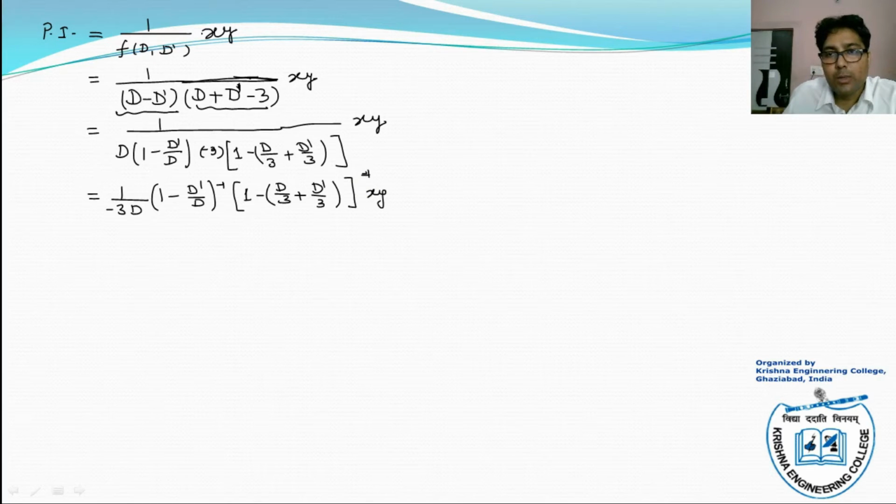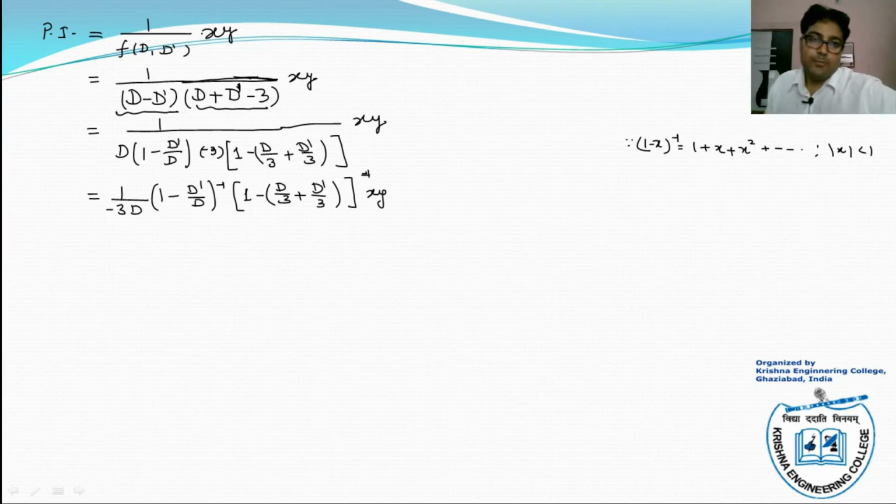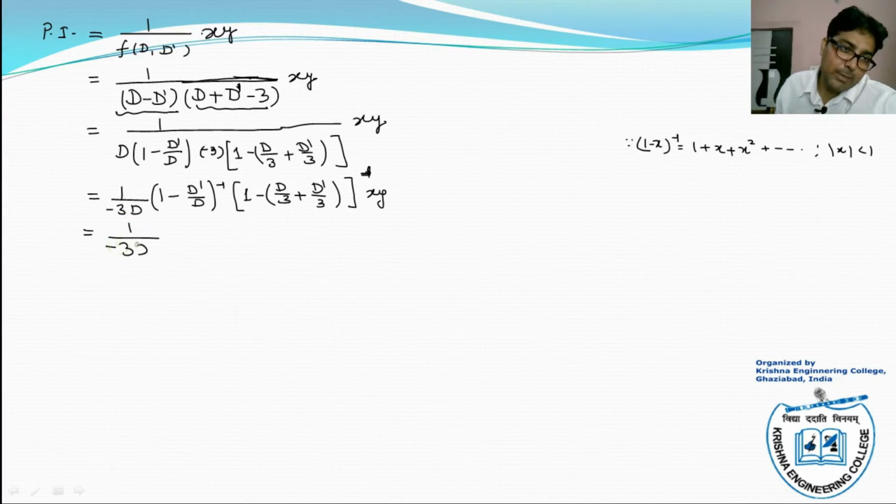Now we use the formula (1 - x)^(-1) = 1 + x + x^2 + ... when mod of x is less than 1. Yeah, this power is minus 1. So we write it as minus 3D.